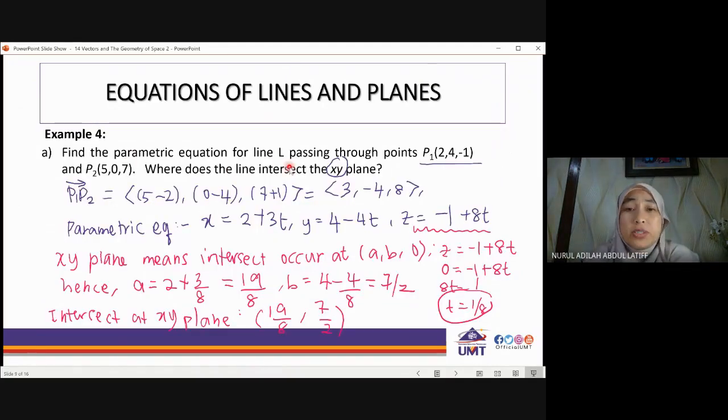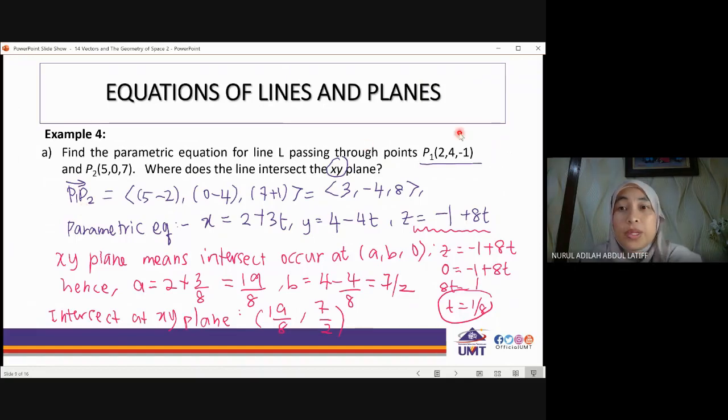Find the parametric equation for line L passing through points P1 (2, 4, negative 1) and P2 (5, 0, 7). Where does the line intersect the XY plane? First of all, we need to find P1P2. How to find P1P2? We have learned this in slide 13. Okay, slide 13 before. How to find P1P2.